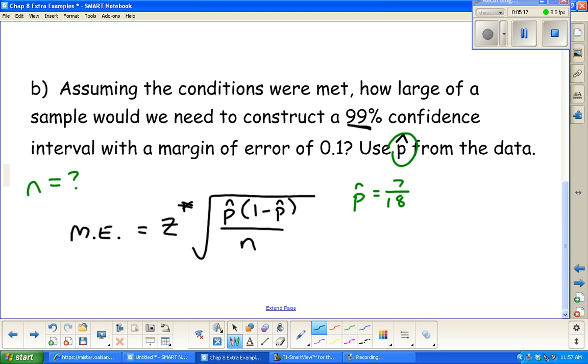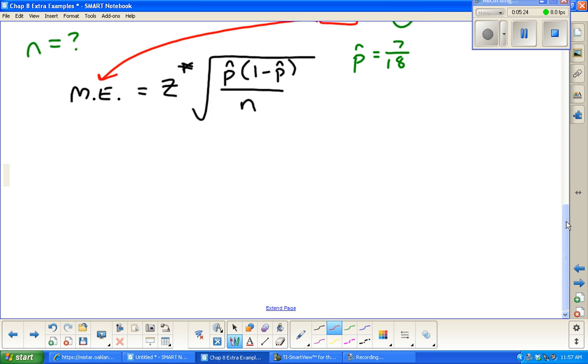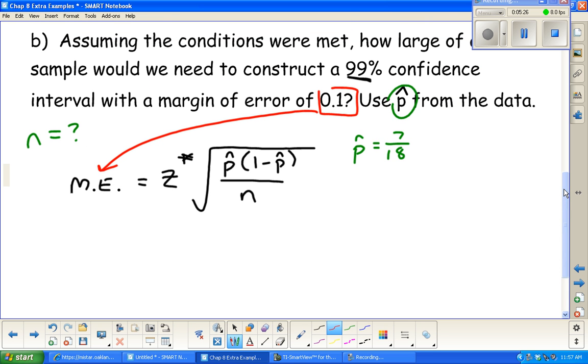And they're telling you what they want the margin of error to be. Okay, so we want 0.1 equaling that stuff. Let's start plugging some things in here. 0.1 is the margin of error they want. Z star comes from the confidence level, so at 99%, that is 2.576. Remember that comes from an inverse normal if you need to come up with that.